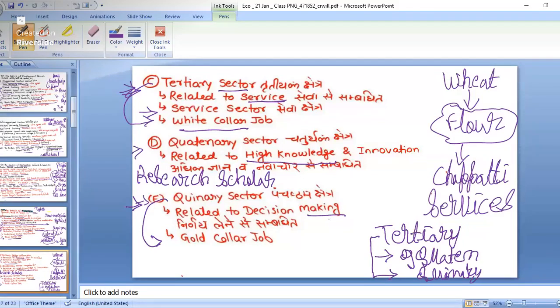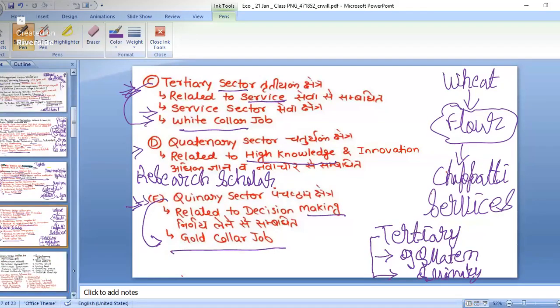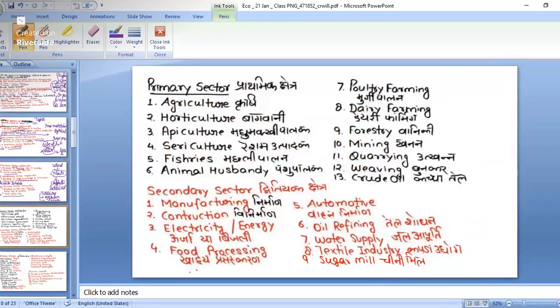It is related to the decision making, and it is known as what? Gold collar job. Okay. So now here you all see, we have the primary sector. So we have the various examples of primary sector. So primary sector, what we talked about, is that it is directly related to nature. Okay. So here what will happen?